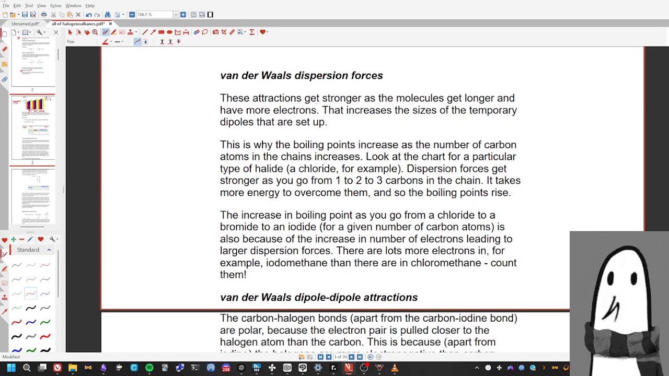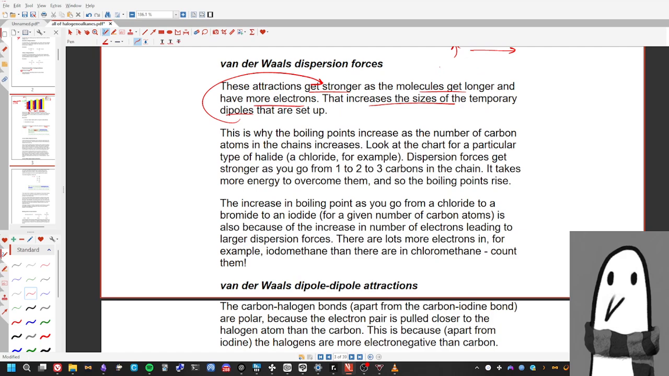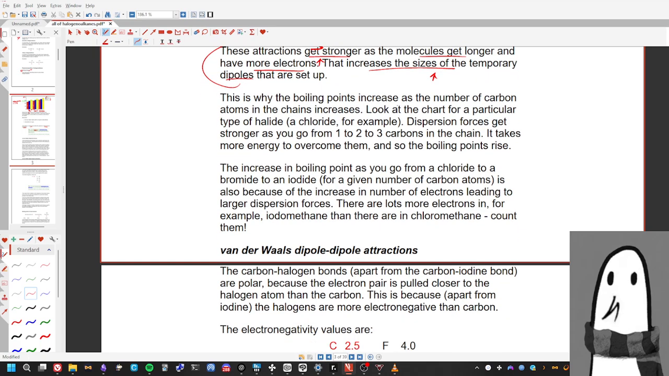Simply put, as we already mentioned, they get stronger as the molecules get longer. As we saw, the molecules got longer and the boiling point went up. As the molecules get longer, they have more electrons. More electrons increases the size of the temporary dipoles that are set up, which then causes the attractions to get stronger. So again, molecules get longer, more electrons are present because MR increases, and that increases the size of the temporary dipole, which causes the attractions to get stronger. What kind of attractions? Attractions caused by dispersion forces. This is why boiling points increase as the number of carbon atoms in the chain increases.